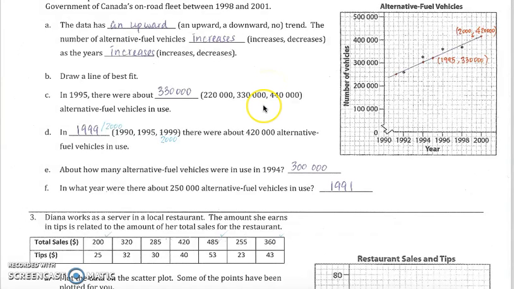In 1995, Part C, there were about how many alternative fuel vehicles in use? So let's go to the year axis. 1995 is halfway between 94 and 96. If we project this up, we use your line of best fit for this. You can see that at 1995 on my line of best fit, I have 330,000 alternative fuel vehicles in use.